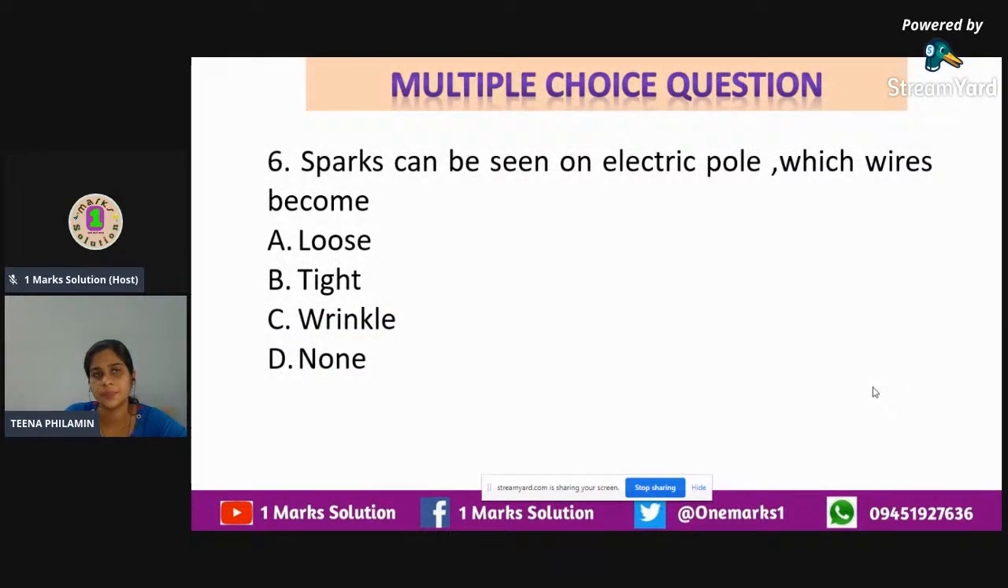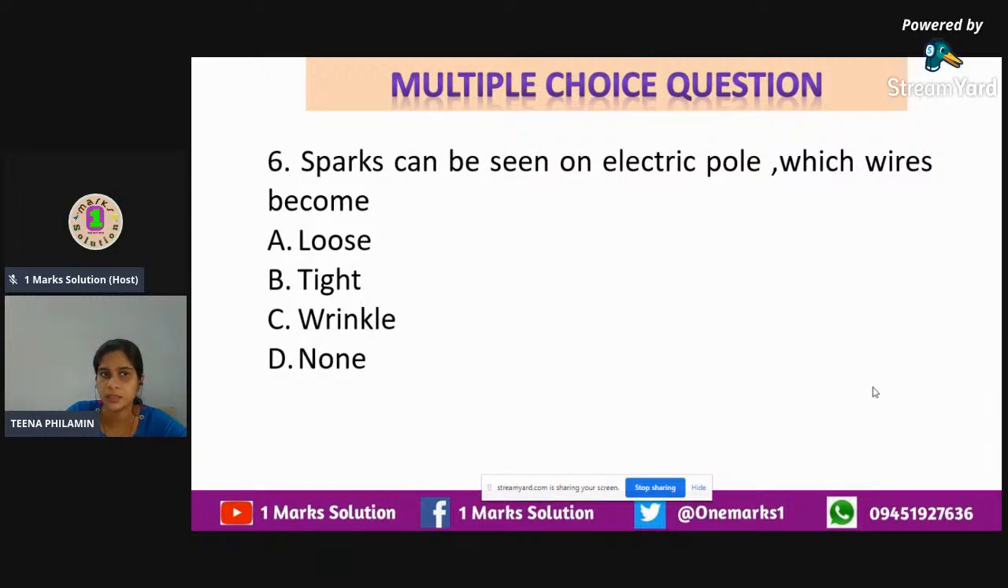The next question is, sparks can be seen on an electric pole when the wires become what? Four options are given: loose, tight, wrinkled, and none. We commonly see sparks when the wires become loose, that is, a loose connection. If the socket or connection is loose, at the point of contact the metal piece will be thrown away, and we can see that as sparks. So the answer is loose.